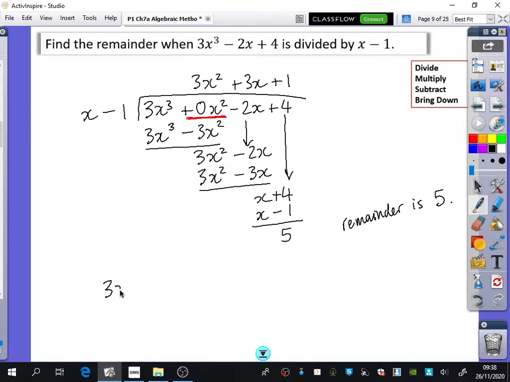And I like to do this extra bit that they haven't asked us to do. 3x cubed minus 2x plus 4 is equal to, what is it equal to? Oh, sorry, divided by x minus 1. 3x squared plus 3x plus 1 plus 5 over x minus 1. Good, plus 5 over x minus 1.